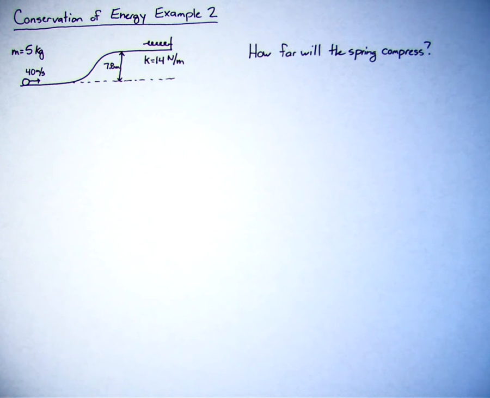This conservation of energy example involves all three types of mechanical energy that we've looked at. So we have kinetic energy, gravitational potential, and spring potential energy. The real question for this one is, how far is the spring going to compress?